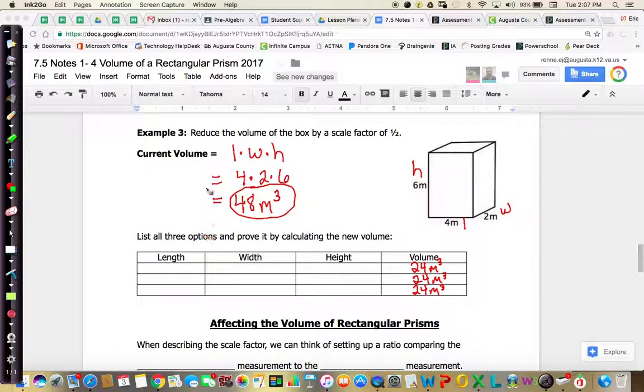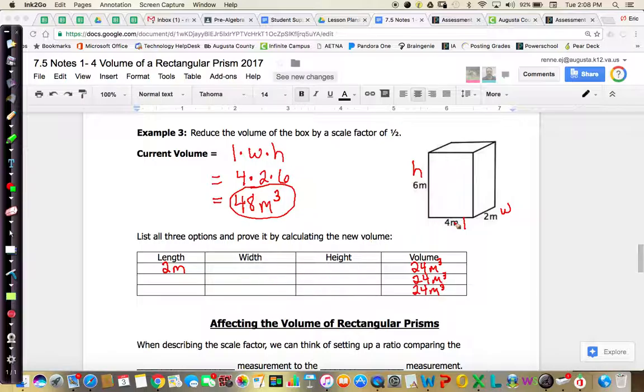So remember, the last question said we can only change one measurement at a time, or you've also heard me refer to it as attribute. So we can only change one attribute at a time. So either the length, the width, or the height. So since in this chart the length comes first, I'm going to change that one first. So look at the original length. You see that it's 4, and we're going to do a scale factor of 1/2. So what's half of 4? That's correct. It is 2.